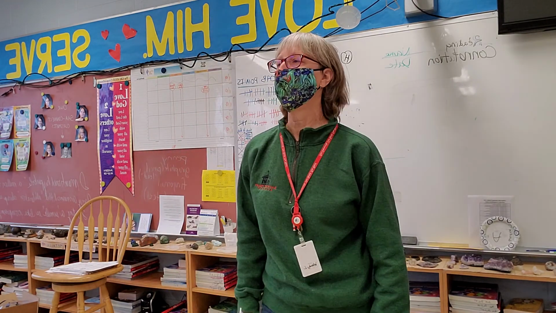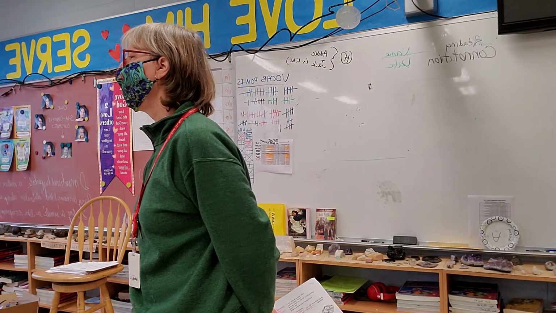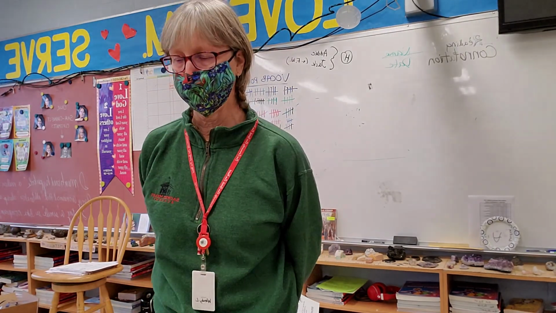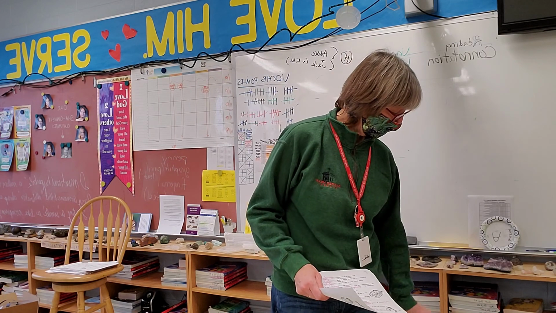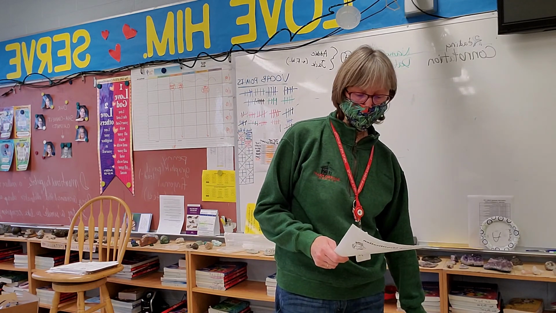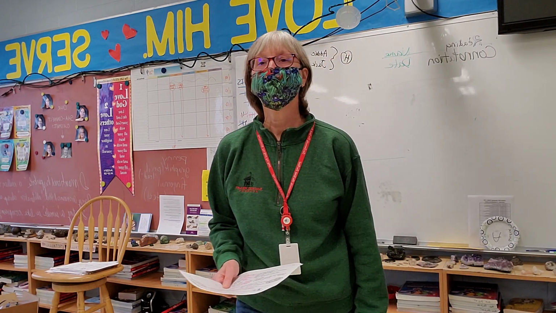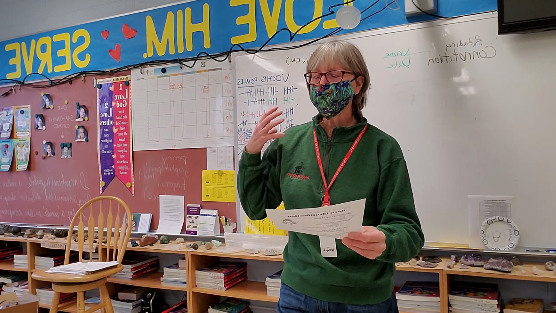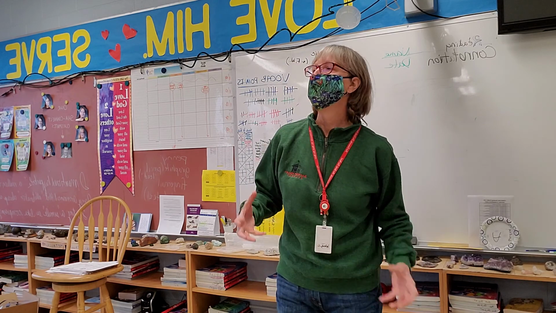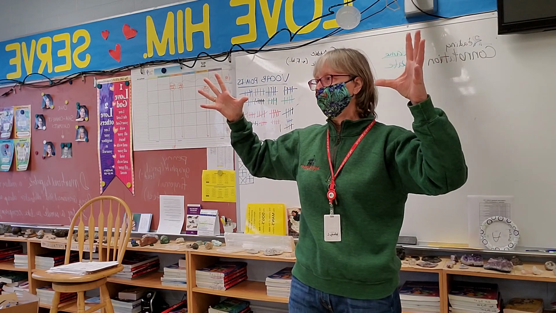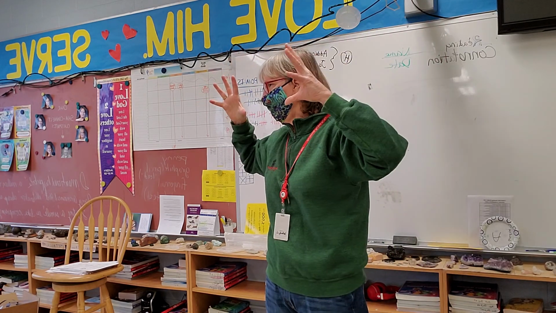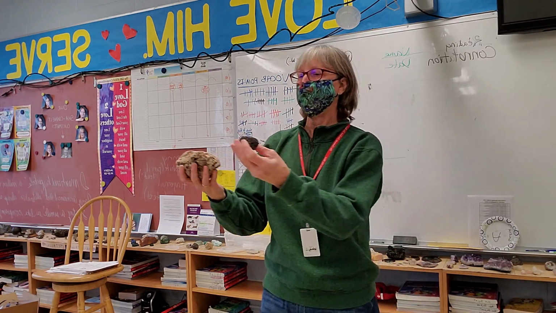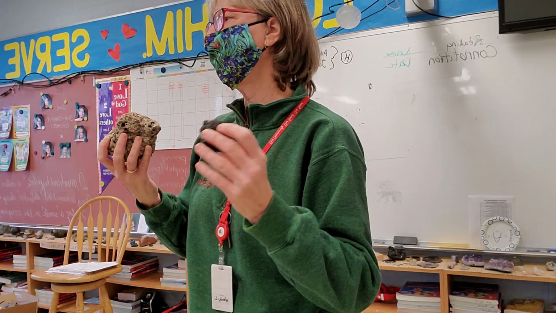Our fourth rock is called pumice. PUMICE. Not pumice. It looks like pumice, doesn't it? Pumice is another word for volcanic ash. So when ash comes out of a volcano, it has a lot of air in it, and it forms these bubbly rocks. So these pumice pieces have bubbles.